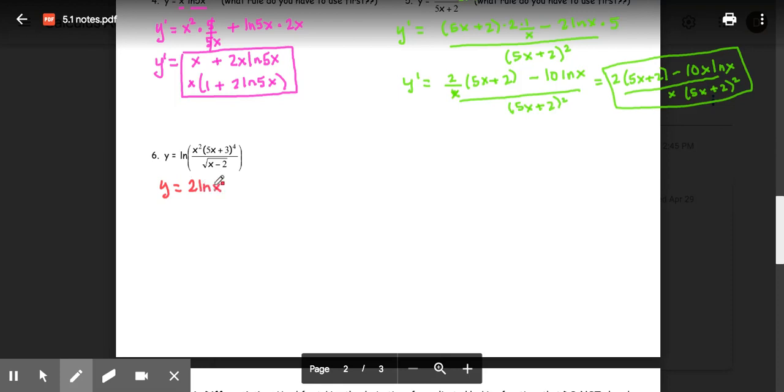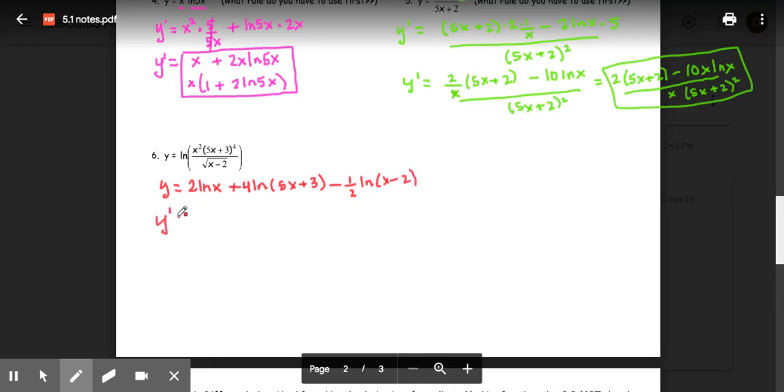So the first part becomes 2 ln of x plus, right, because these are multiplied together, so it's addition. The exponent comes out, the natural log of 5x plus 2, or plus 3, sorry. And then anything on the bottom is subtracted, and this is to the 1/2 power, so the 1/2 comes out in front. And now it's much easier.